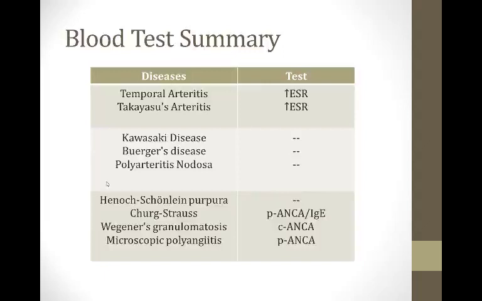And lastly, here's a summary of the key blood tests. The most important blood test for the large vessel vasculitises is the elevated SED rate. In the small vessel vasculitis syndromes, you will see P-ANCA and IgE levels elevated in Scherk-Strauss. You will see C-ANCA in Wegener's. Remember, that's the only C-ANCA disease. And microscopic polyangiitis will have P-ANCA positivity. And that concludes our module on vasculitis.